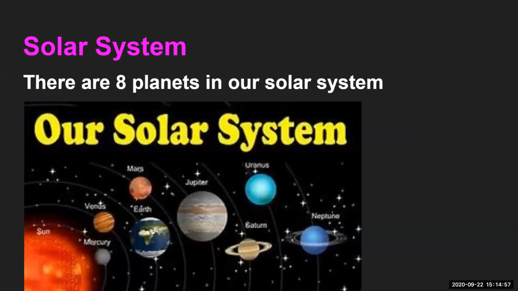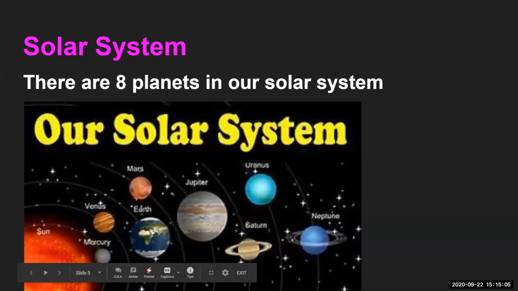Now come the solar system. As we know, our solar system consists of 8 planets. Sun is not a planet, it is a star, and it is at the middle of this solar system. The first planet is Mercury, then Venus, then Earth, then Mars, Jupiter, Saturn, Uranus, Neptune.